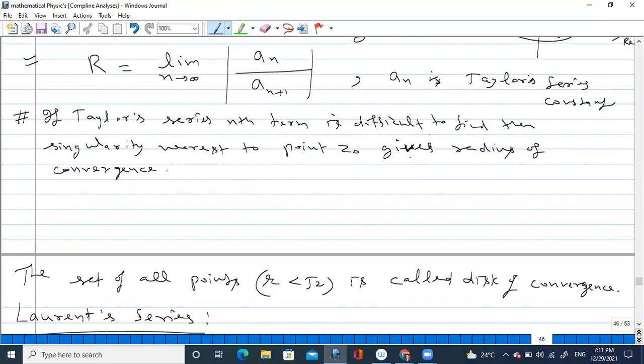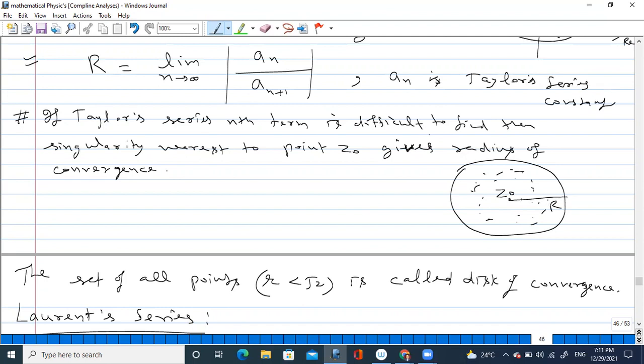So what is the meaning of that? What is the meaning of singularity? Suppose I have the series about point Z0. So about point Z0 my function is defined in some circle. So this is that circle. In that, at every point my series is defined. Understood? So it will converge inside some radius. That radius is known as the radius of convergence.